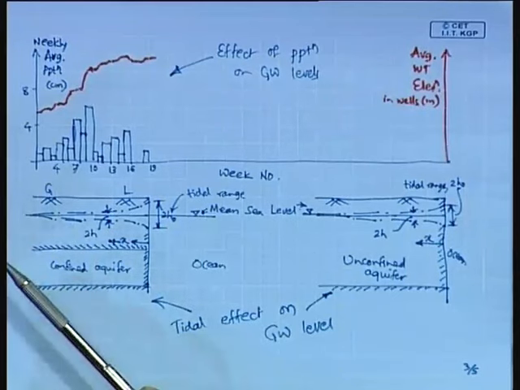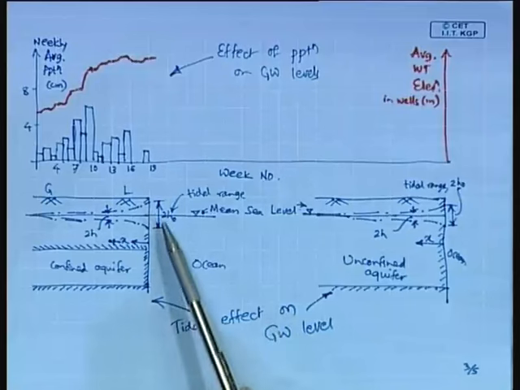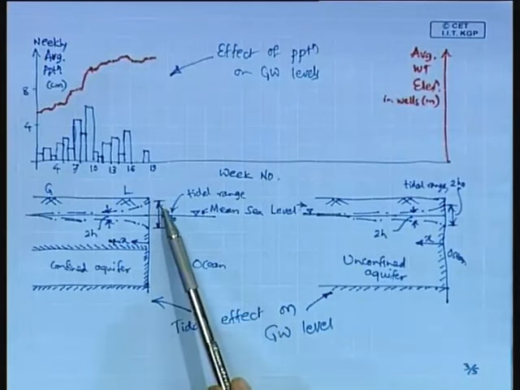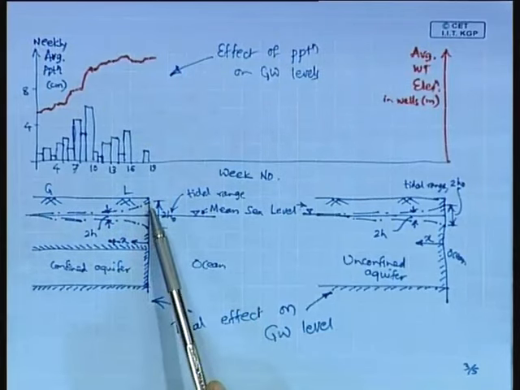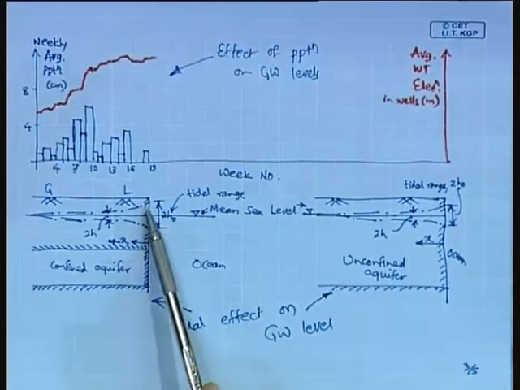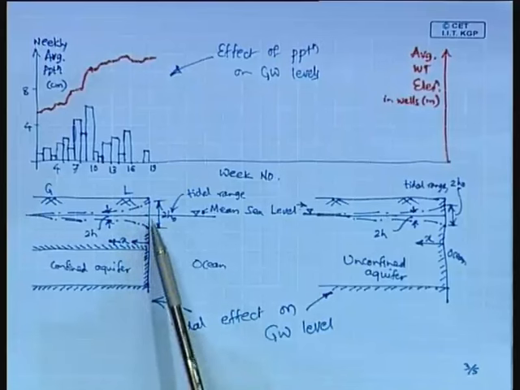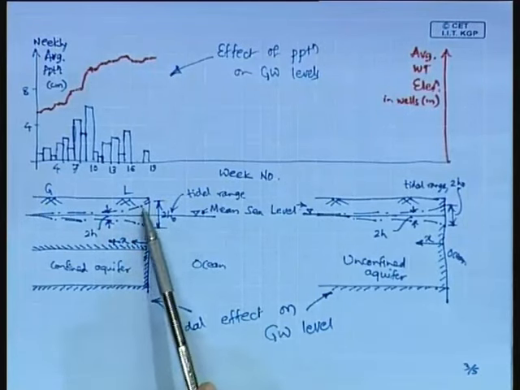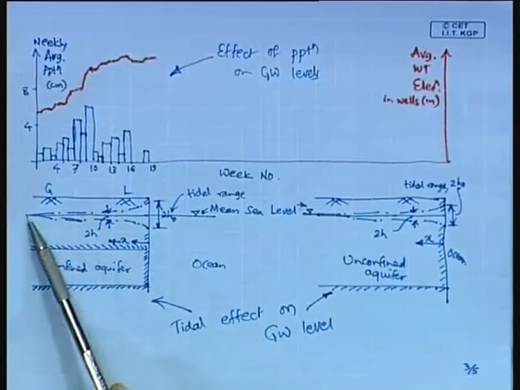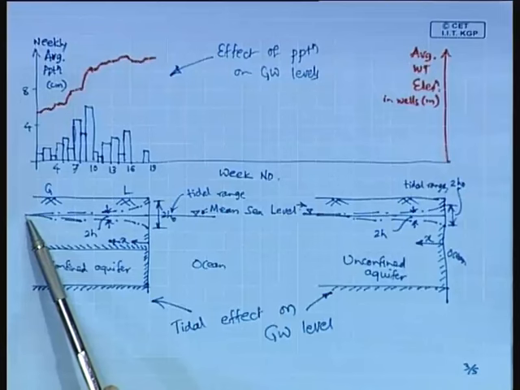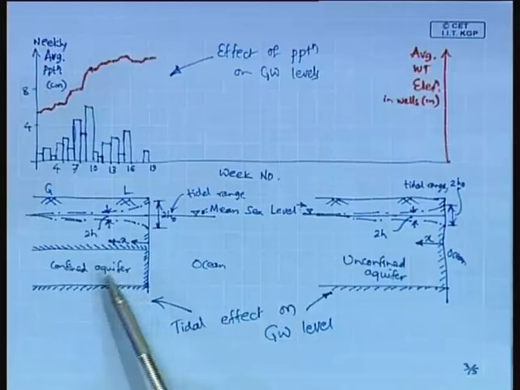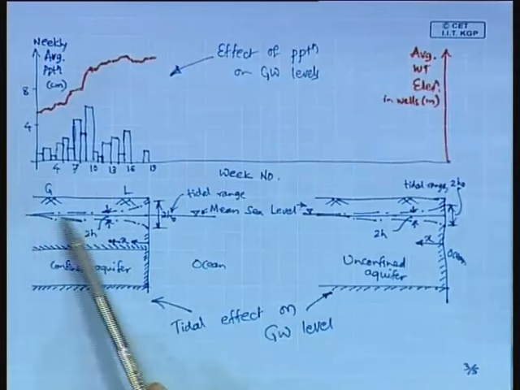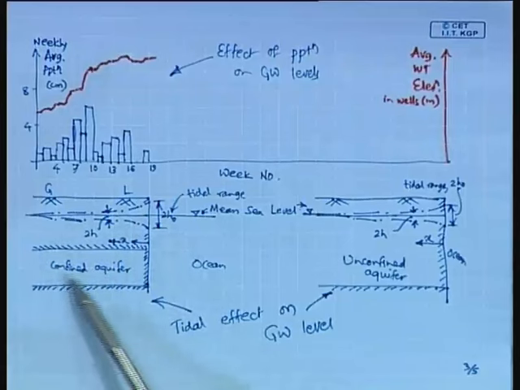Because of the tidal effect, when the water level in the sea is maximum, the groundwater level will also reach that maximum. And of course, as you move away from the coast, this variation will decrease, and eventually at some distance upstream from the coast, this tidal variation will be practically negligible. This is in case of a confined aquifer, and this represents the variation of the piezometric surface.